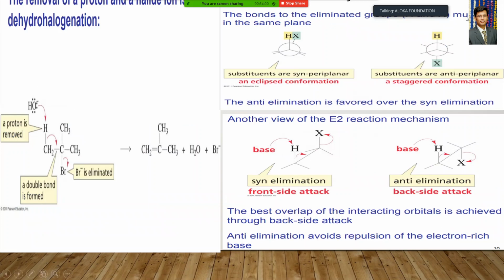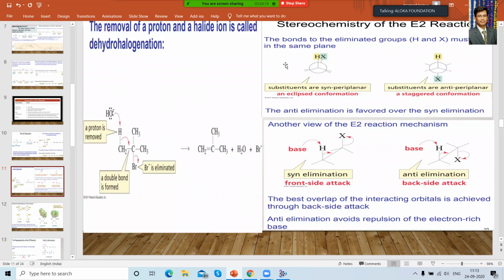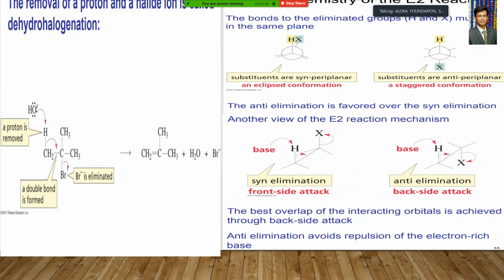The removal of a proton and the halogen is known as dehydrohalogenation. The removal of a proton and halide ion is called dehydrohalogenation. So what happens? The base abstracts the proton, which is beta to your halogen atom, and there is a simultaneous elimination of your bromide.